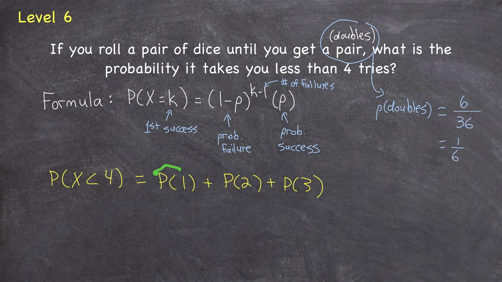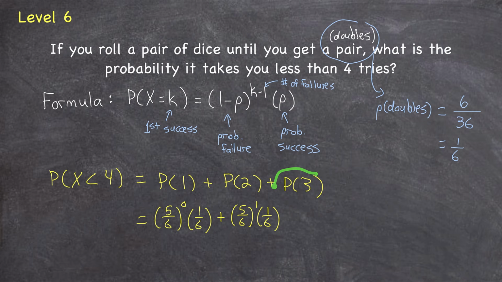So if I want the probability of the first success being on the first trial, that would mean that I would have to fail 0 times and then succeed. And then the probability of having to wait 2 tries to get your first success, that would mean we would have to fail 1 time and then succeed. And the probability of having to wait 3 tries to have your first success of rolling doubles, that would mean that you would have to fail on your first 2 attempts, so probability of failure to the exponent of 2, and then have a success.